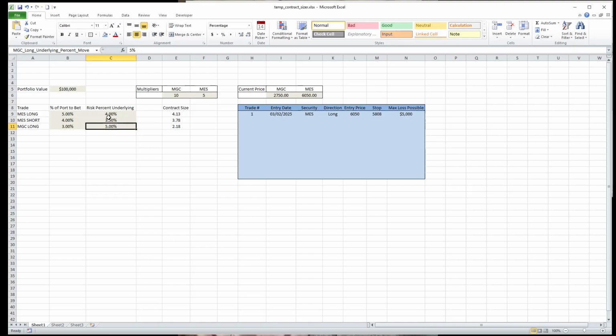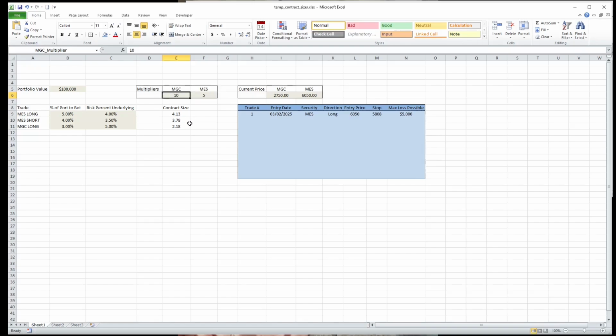So let's just make those assumptions here. But all the stuff in tan is the input you need. So this is how much your portfolio is going to bet. And this is the underlying move that you're going to allow that security to do before you stop out. What else do you need? Well, you need the price of your securities. So I just slapped in some numbers that I know are close. You need the multipliers, okay, of these different securities. So the MES is a 5, the ES is a 50, etc.